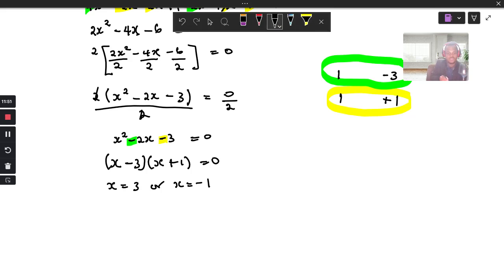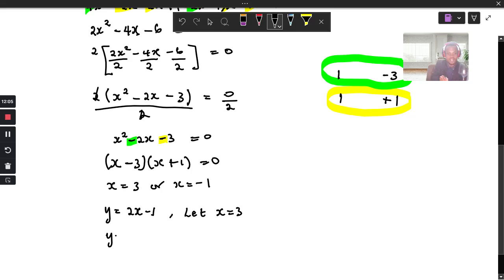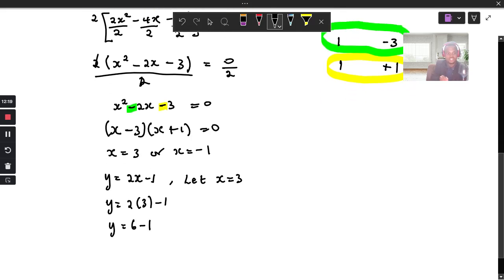So the first one, you have y is equal to 2x minus 1. You let your x be equal to 3. So your y will be equal to 2, where you see x, you put 3, minus 1. So your y becomes 2 times 3, it becomes 6, 6 minus 1. As the result, your y becomes 5. This is the first value of y when x is equal to 3.